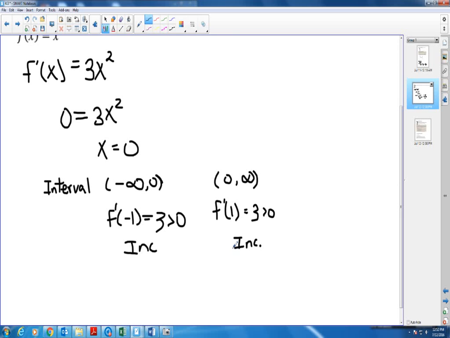So we call this particular function, if it's increasing on the entire domain, strictly monotonic. This function is strictly monotonic. I just thought I would draw this up, kind of neat. It doesn't curve up or down, you just keep on going up the whole time.